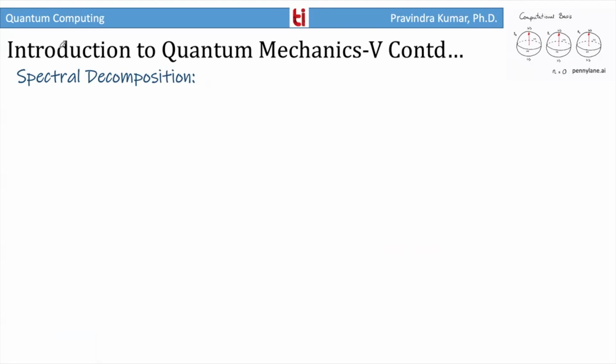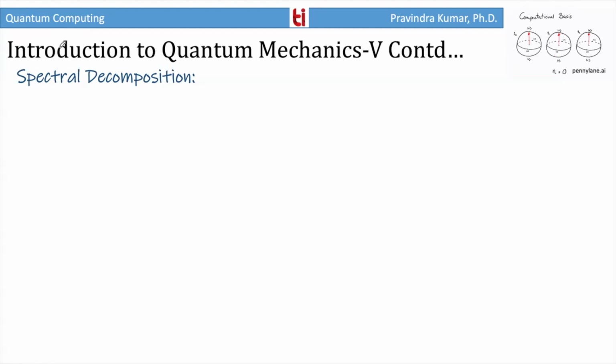Spectral decomposition. In quantum mechanics, every physical quantity, position, spin, energy, is represented by a matrix or operator A. When you measure it, you do not get just any number. You only get one of its eigenvalues. After the measurement, the system jumps into the corresponding eigenvector or eigenstate.